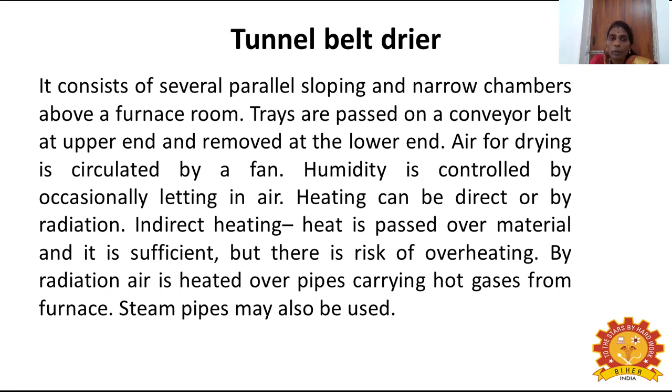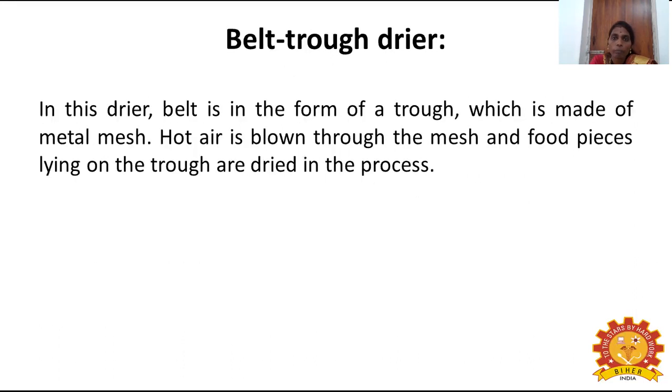Air for drying is circulated by a fan. The humidity is controlled by occasionally letting in air. Heating can be direct or by radiation. In indirect heating, the heat is passed over the material and it is sufficient, but there is a risk of overheating by radiation. Air is heated over pipes carrying hot gases from the furnace. Steam pipes may also be used.